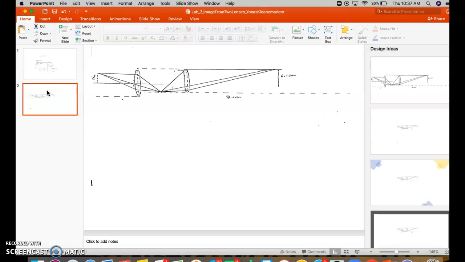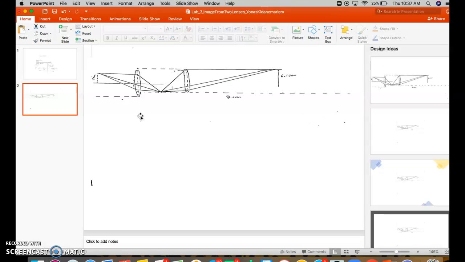I'm reporting on lab number 7, image formed by two lenses. So here are my principal ray diagrams for the two lenses. For the first one, we have a height of about 3 centimeters.